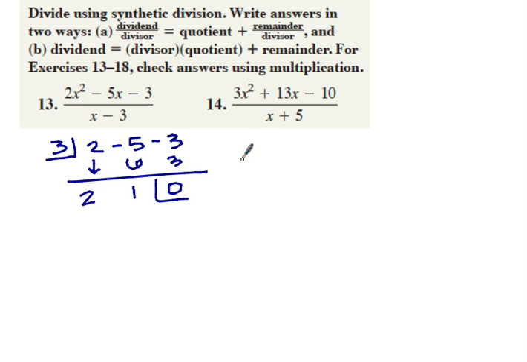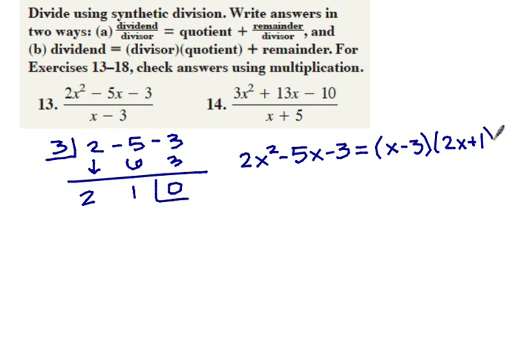So if I give this one, we're going to have our dividend, which is the 2x squared minus 5x minus 3, is going to equal our divisor, which was that x minus 3, times our quotient, which is 2x plus 1, plus our remainder. What's my remainder? 0. So there we go. It's perfectly factored. Okay.